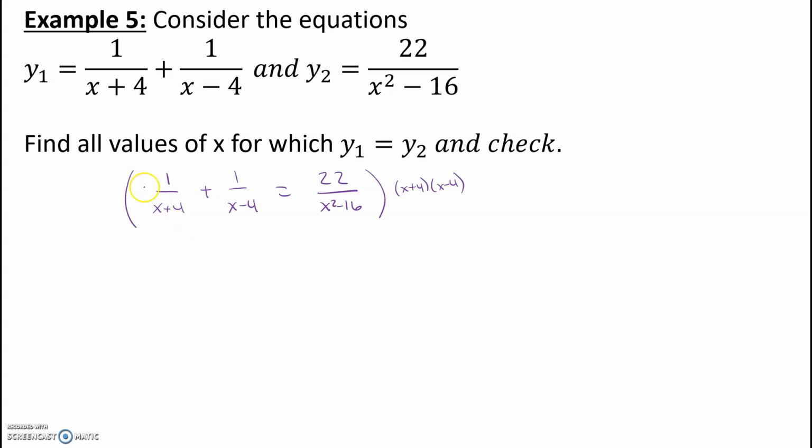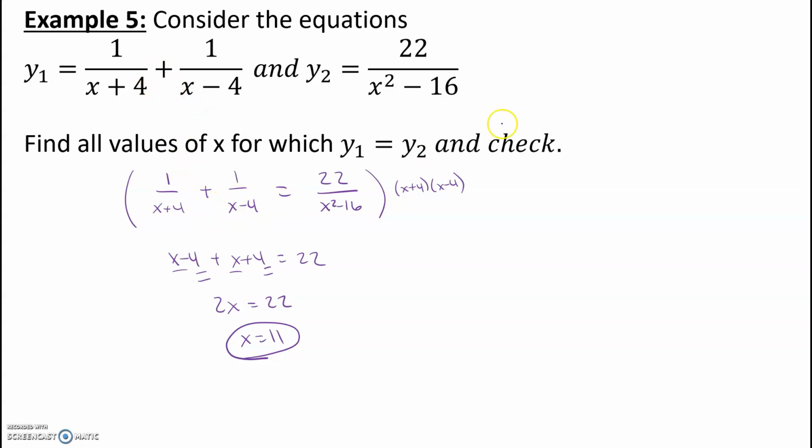So here the x plus 4s will cancel out. You'll be left with 1 times x minus 4. Here the x minus 4s will cancel out. You'll be left with 1 times x plus 4. And here the x plus 4 and the x minus 4 will cancel out, so you'll be left with 22. Combine like terms, 2x, negative 4 and 4 make 0, equals 22. Divide by 2, x equals 11.